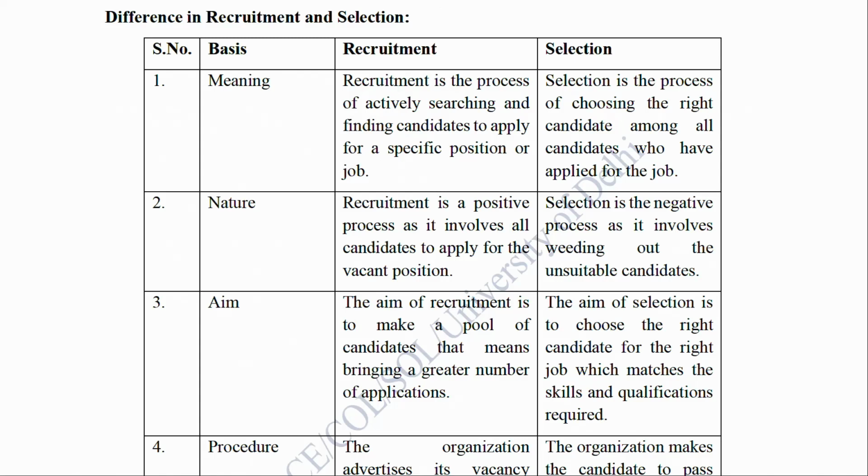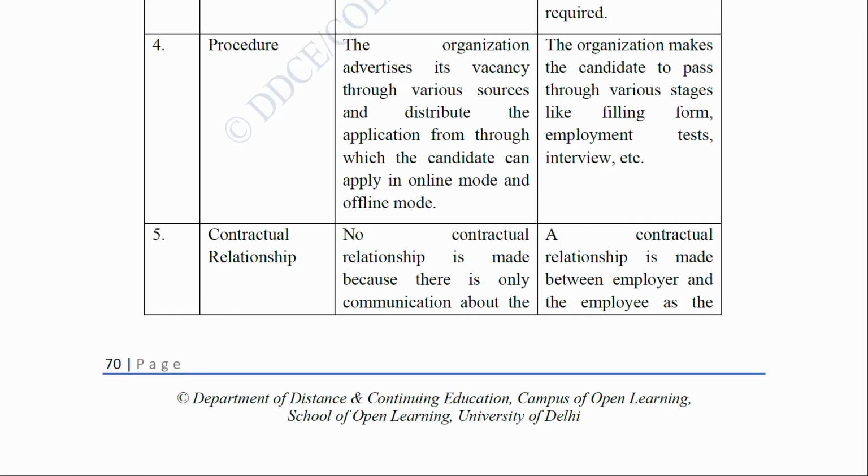Third, the aim of recruitment is to make a pool of candidates, that means bringing a greater number of applications. Whereas the aim of selection is to choose the right candidate for the right job, which matches the skills and qualifications required. Fourth, on the basis of procedure, the organization advertises its vacancy through various sources and distributes the application form through which the candidate can apply in online mode or offline mode.